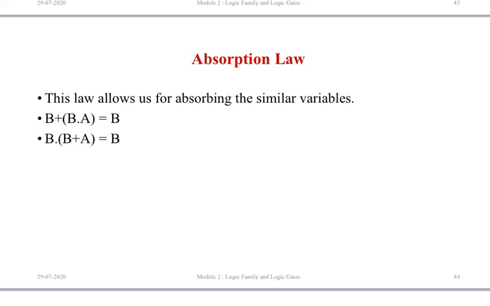Similarly, B into B plus A. If A is 0, then B plus 0 is giving me B. B into B is not B square, it is B. And if A is 1, B plus 1 gives me 1, and B into 1 is B. So this is the absorption law. You can mark it with an asterisk. It will be the most widely used one to reduce expressions.